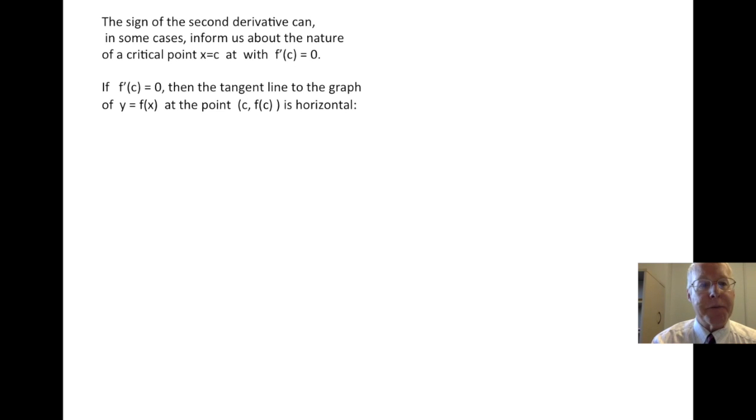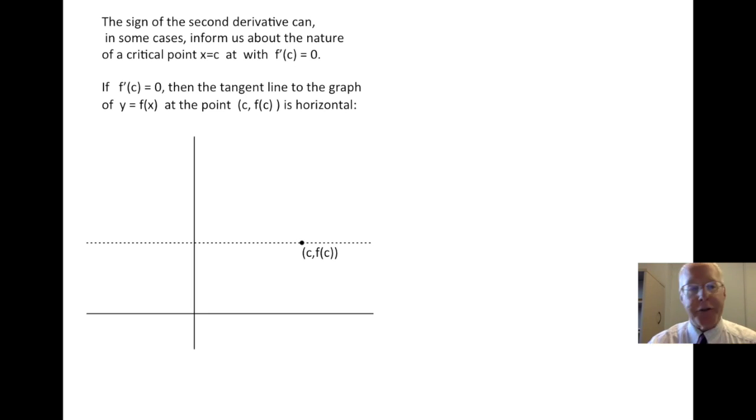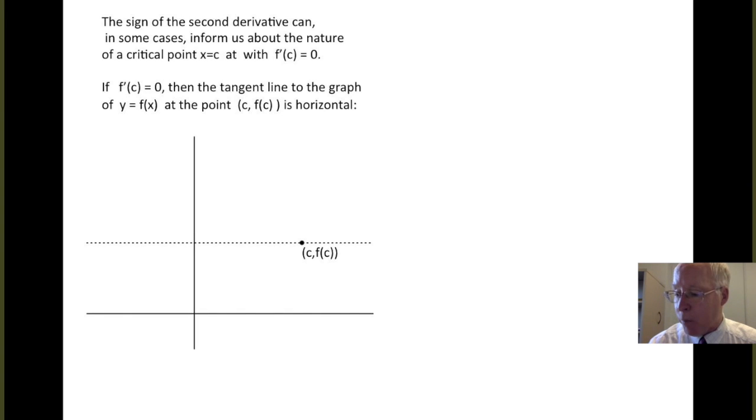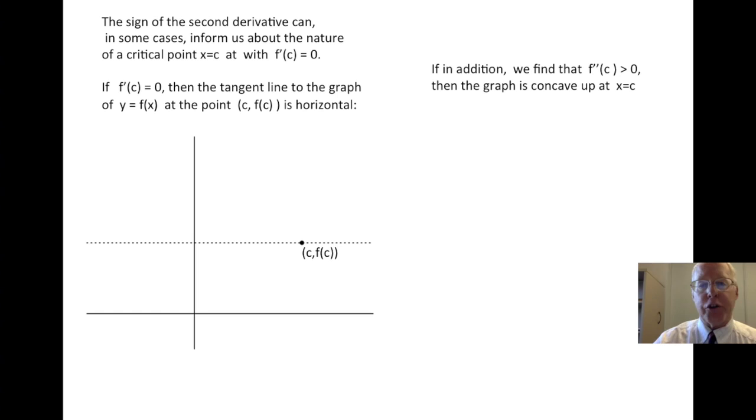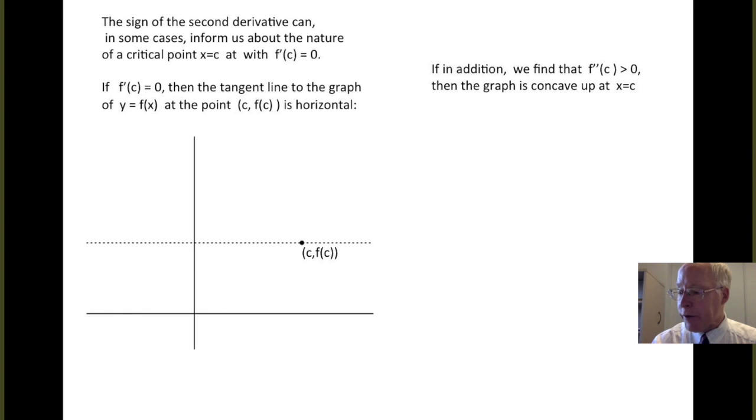But if f prime of c equals 0, and hence that's why c is a critical point, we know that the tangent line to the graph of y equals f of x at that point is horizontal. So let's start by drawing in that horizontal tangent. So there it is. We haven't filled in the graph yet, but whatever the graph is, here's the horizontal tangent at the point c, f of c. So the graph's going to go through that point. Now, suppose we've gone ahead and computed the second derivative. And it turns out that we know that that second derivative is positive at c.